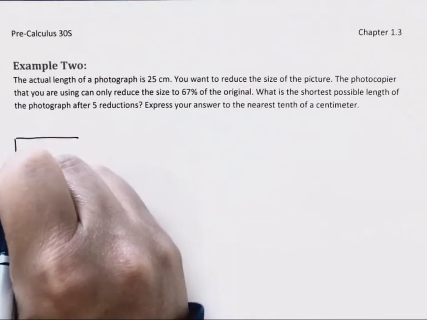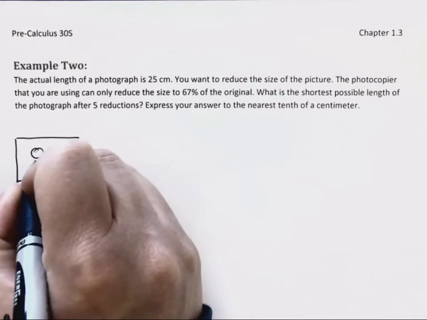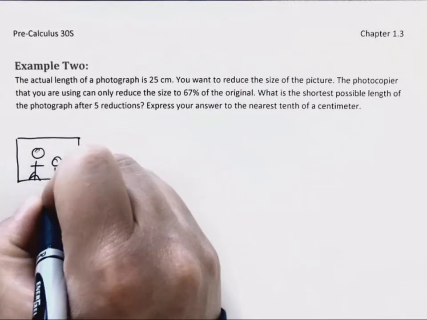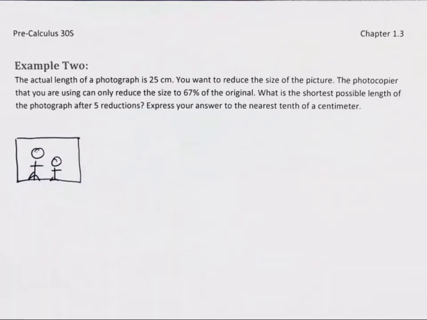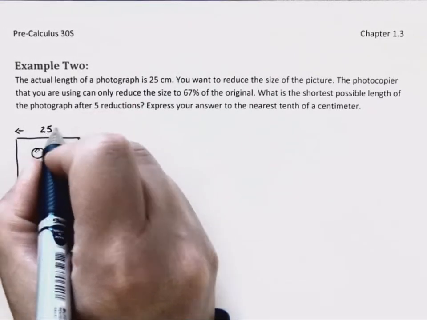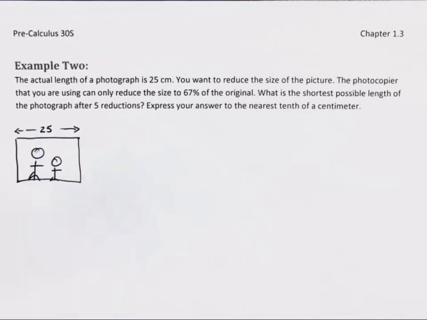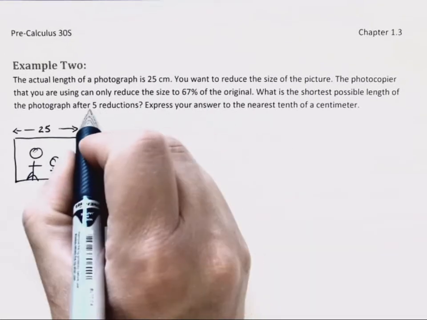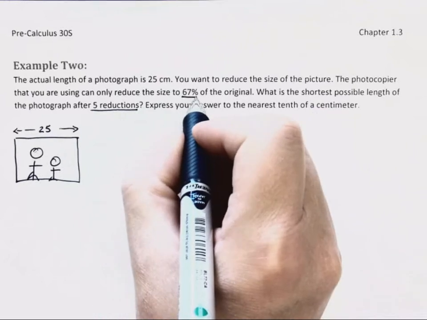So if I have a photograph here, and it's got some people in it, maybe a smaller person. Okay, there's my photograph. I know you're all pretty impressed. The length of it is 25 centimeters. You want to reduce the size of this picture. The photocopier that you're using can reduce the size to 67% of the original. What's the shortest possible length of the photograph after 5 reductions?